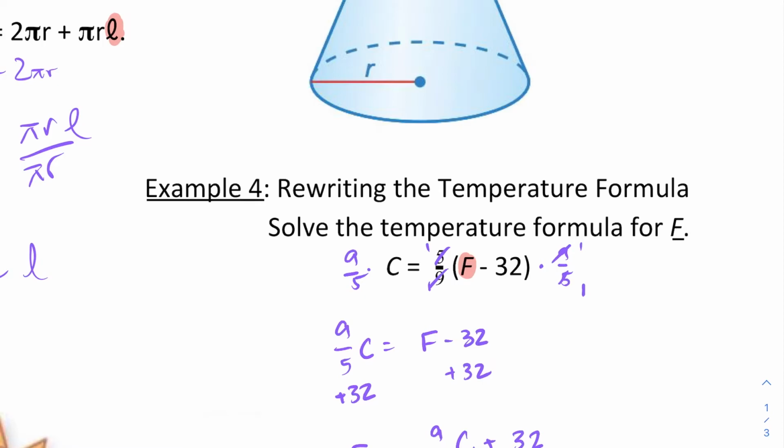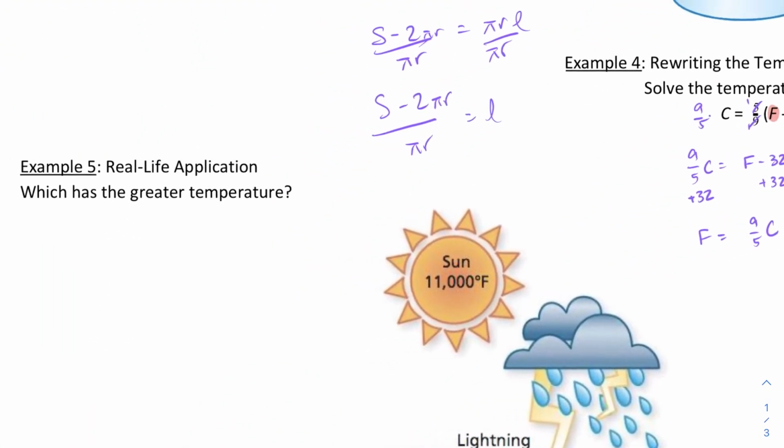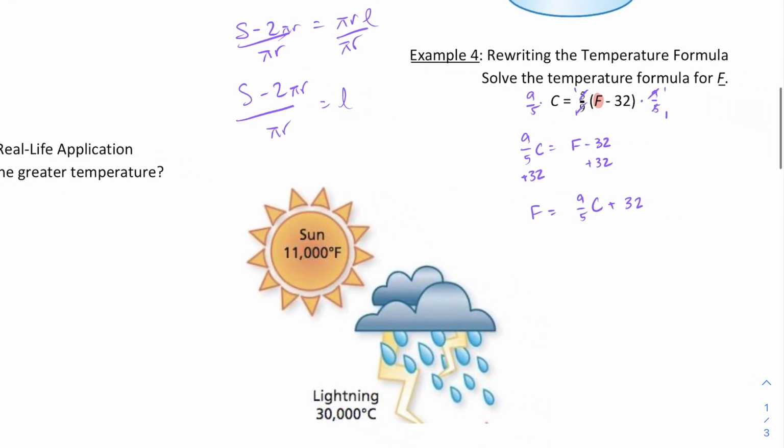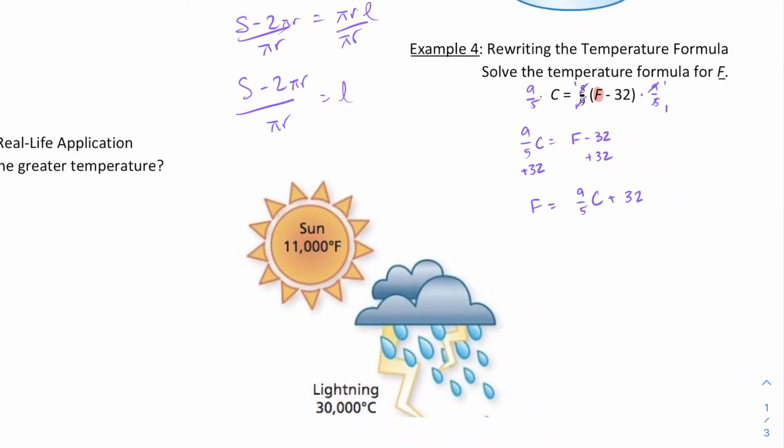Okay. All right, which has the greater temperature? Sun is 11,000 degrees Fahrenheit. Lightning is 30,000 degrees Celsius. We need to convert these units. So here's what I would use. I would actually use example number 4 to convert lightning into Fahrenheit. Okay, so let's use what we got. We got F equals 9 over 5 C plus 32.